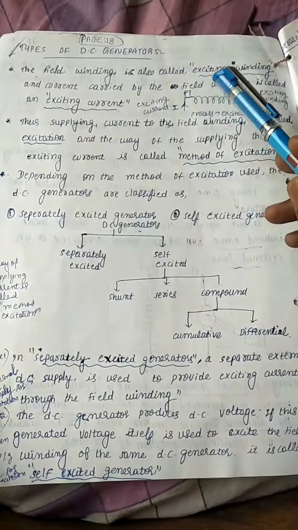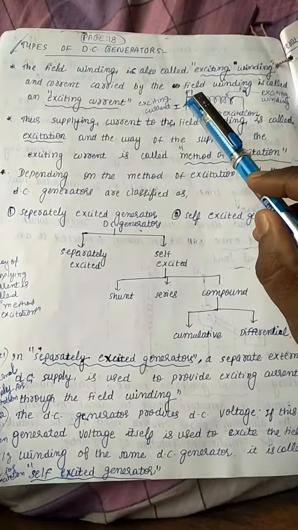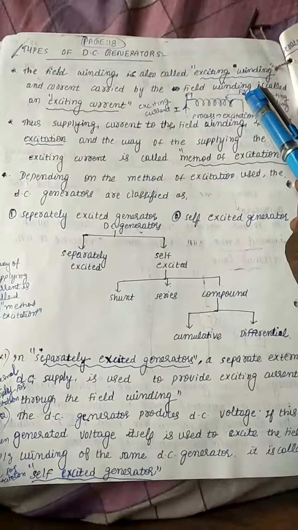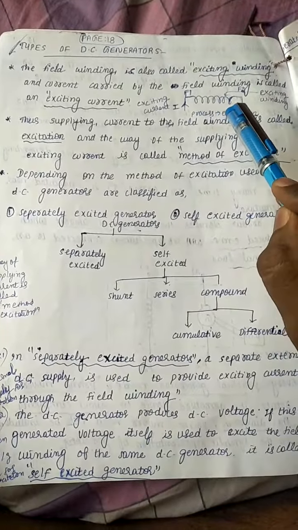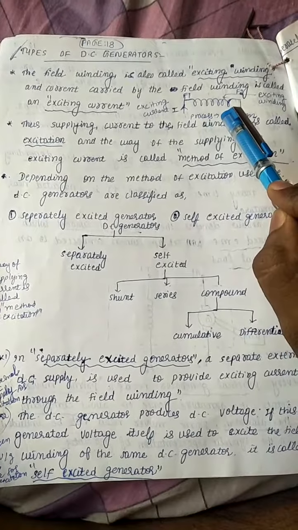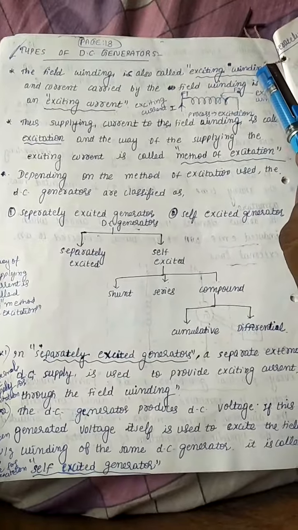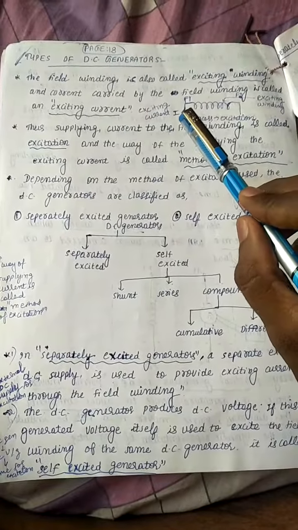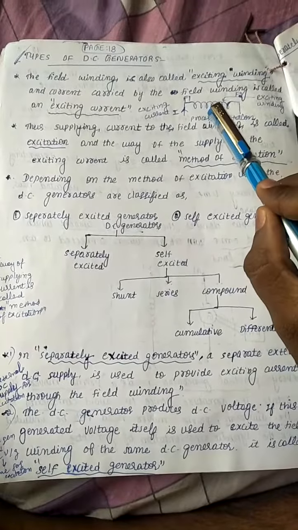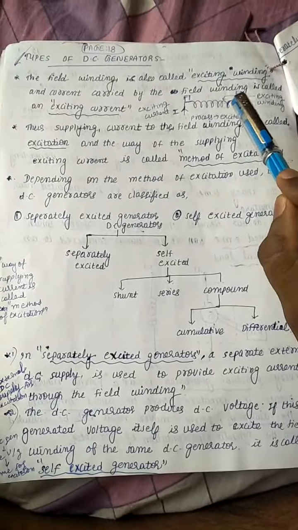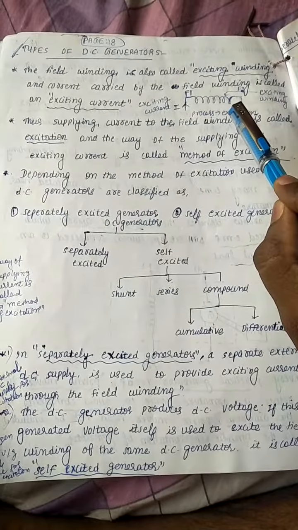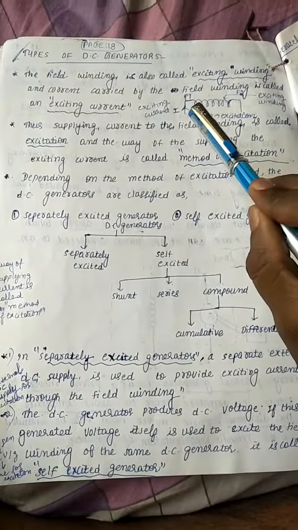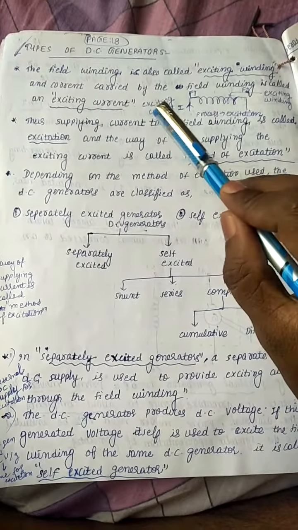As you all know, the field winding is indicated by F1 and F2. This is your field winding. The field winding is also called exciting winding. The current carried by this field winding is called exciting current.